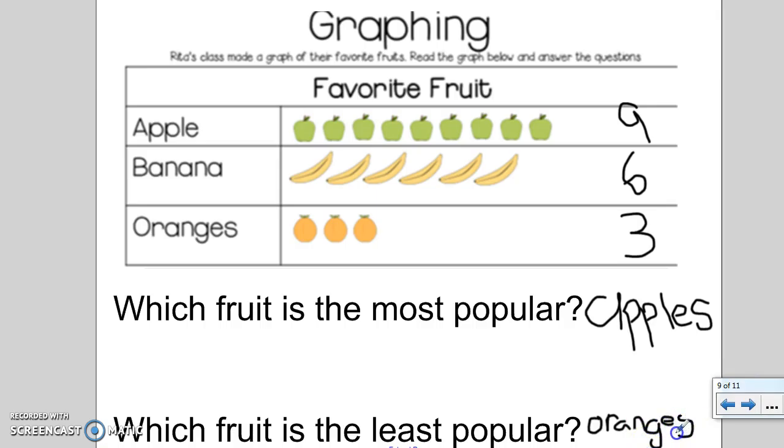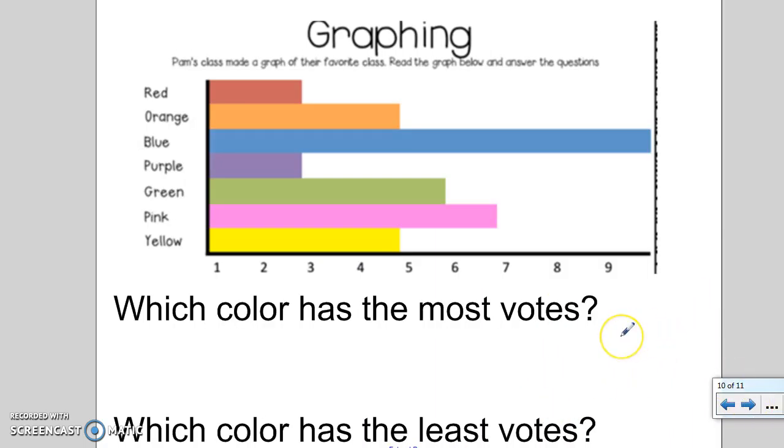So I looked at this graph and I answered 2 questions. Which fruit is the most popular? And that was apples. And which fruit is the least popular? And that was oranges. I'm going to look at one more graph. This graph is graphing a class's favorite color. So my color options are red, orange, blue, purple, green, pink, and yellow.